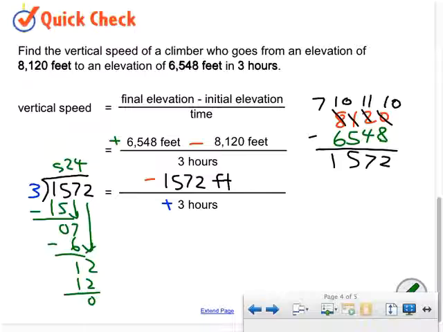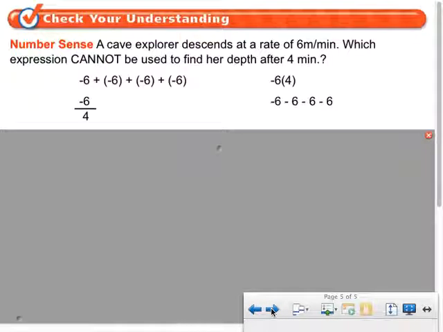So my final answer ends up being 524 feet per hour. But is it a positive or a negative? Negative. And why do we say negative? Because when we take a positive and divide by a negative, or a negative and divide by positive, the answer sign is going to be negative. And so, is this climber ascending or descending? Descending again.